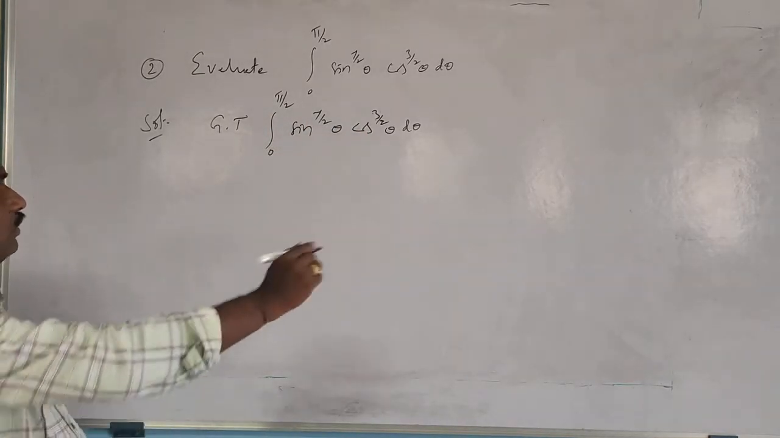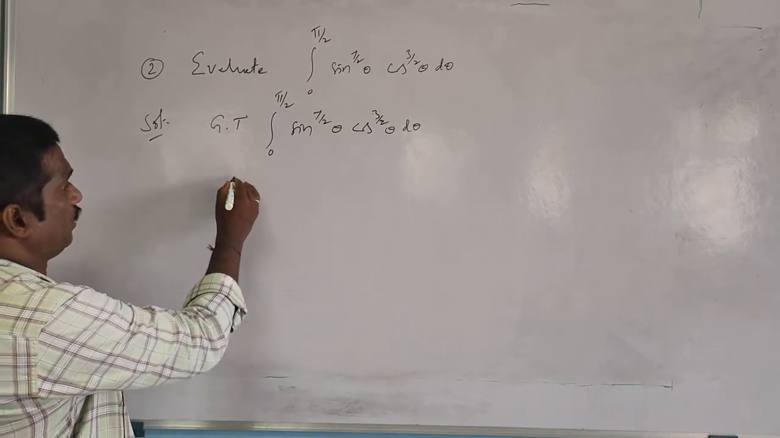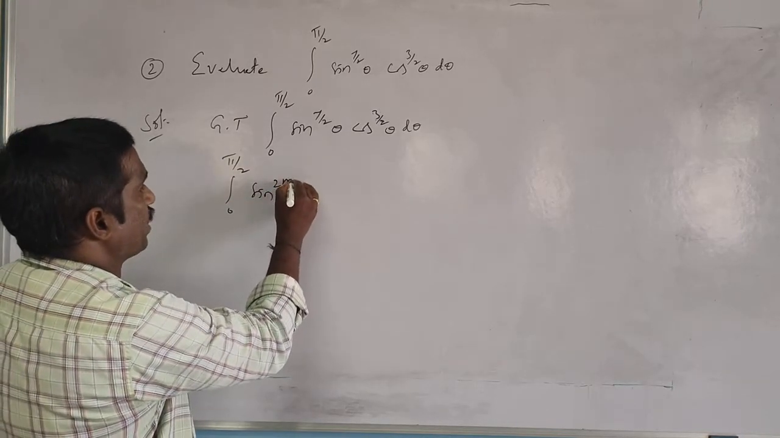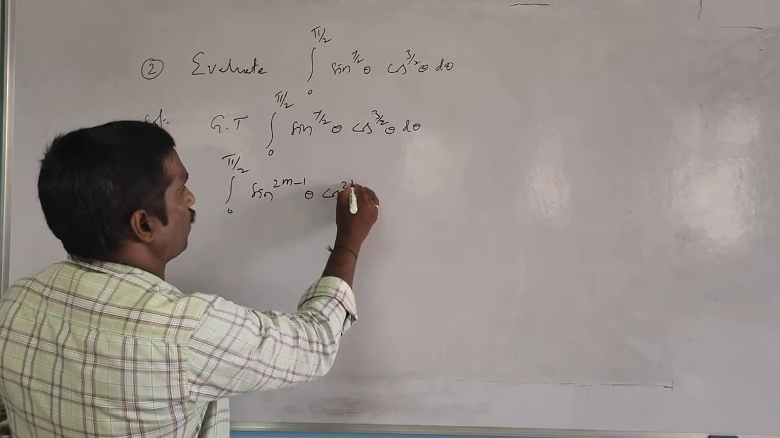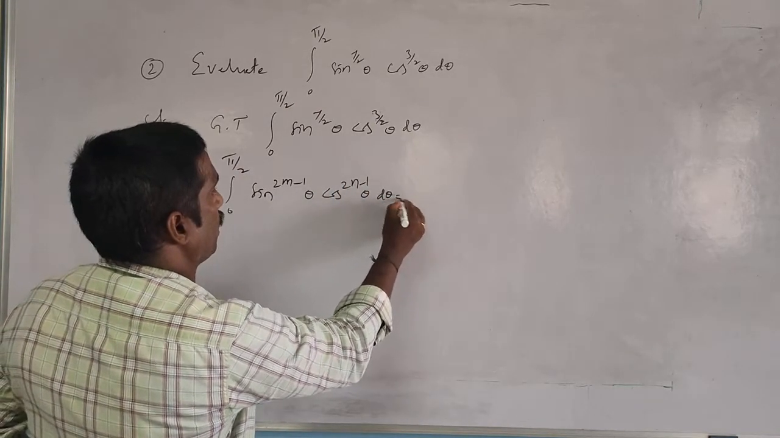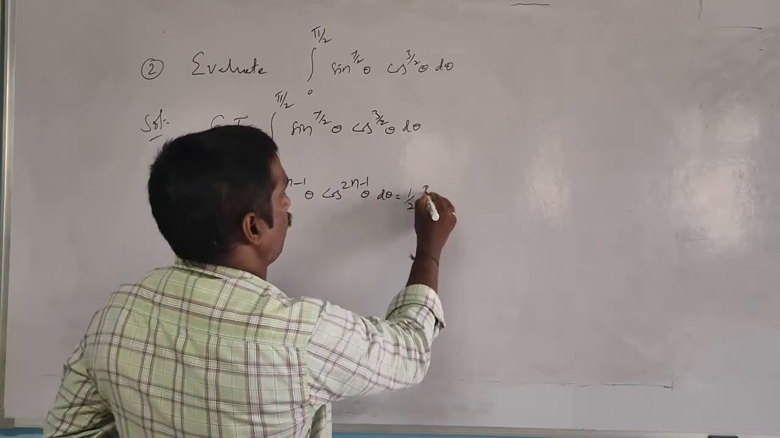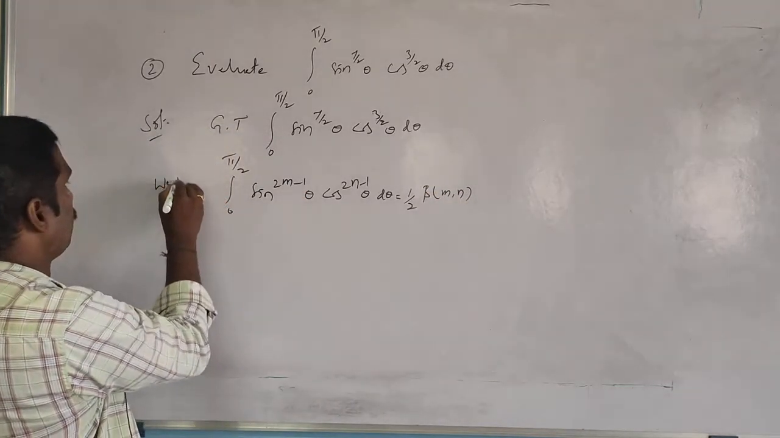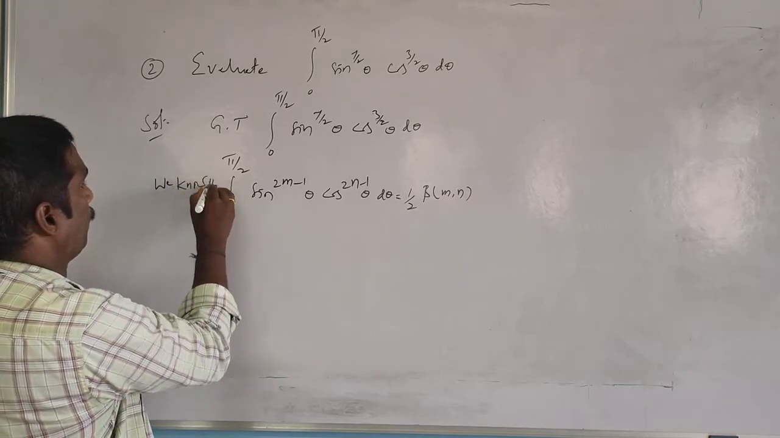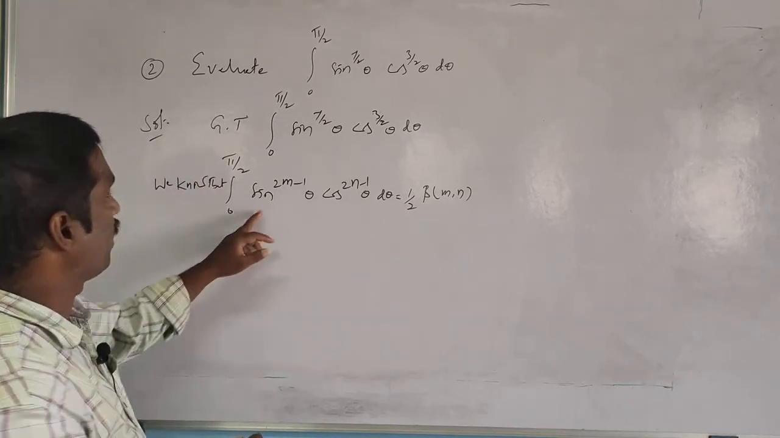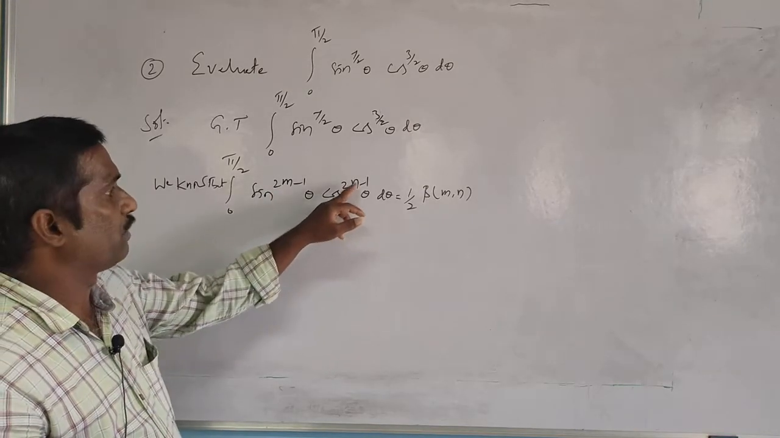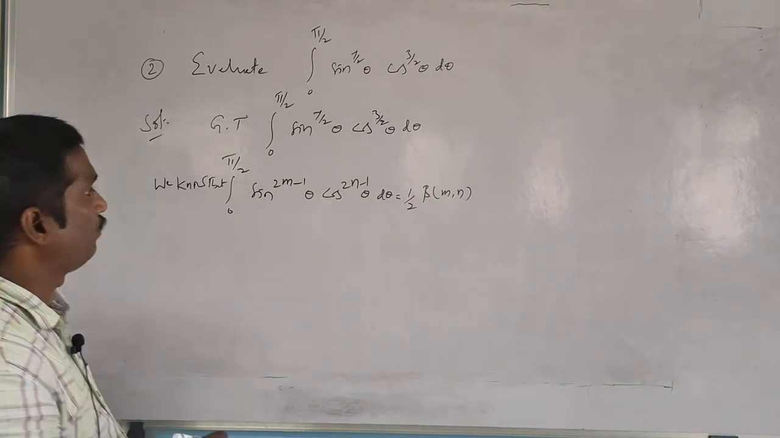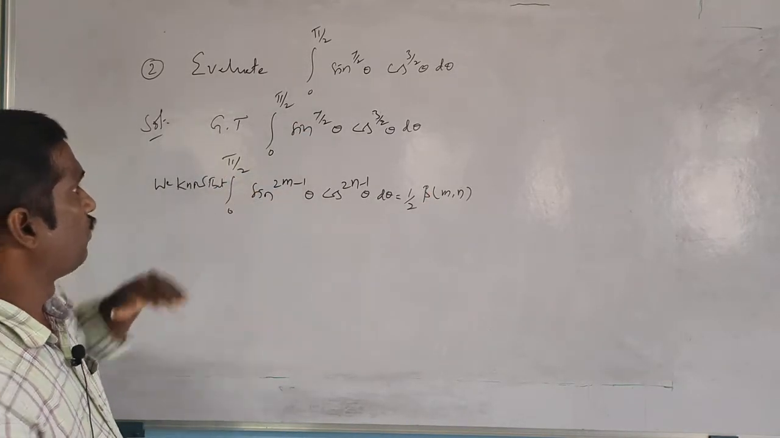We know one formula: integral 0 to pi by 2 sin power 2m minus 1 of theta into cos power 2n minus 1 of theta into d theta equals 1 by 2 of beta of m comma n. So now compare the above integral and this formula.